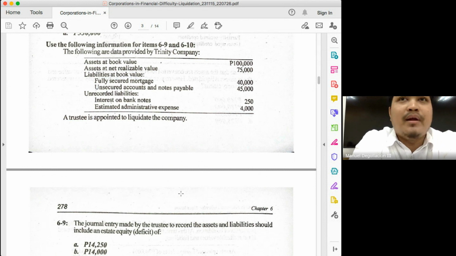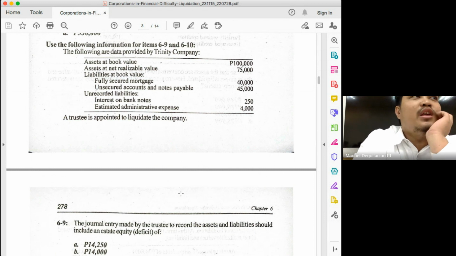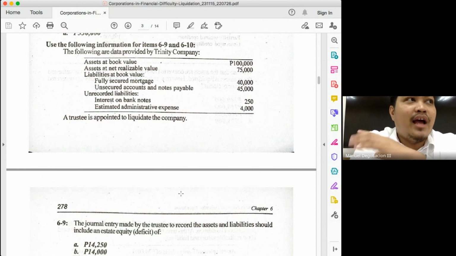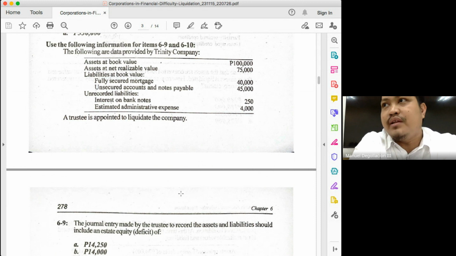And what does an impairment loss do to your retained earnings? What does it do to your equity? If you have a loss, what does it do to your equity? Does it increase or decrease your equity? Decrease. So remember, our equity at book value was 15. But because we have to write down our assets at the recoverable amount, we will have to recognize a loss of 25,000. And what does a loss do to your equity or to your retained earnings? It decreases. So from 15,000, we will now stand at negative 10,000.